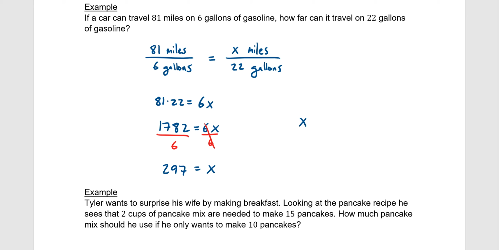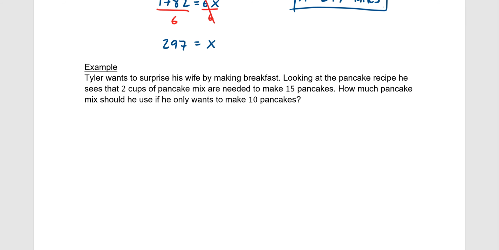Make sure that we have units. That's 297 miles. You can go back, you can check your work, make sure it makes sense, just how we did it in the previous ones. You could divide both ratios using the calculator and make sure they're equivalent. Okay, let's do a couple more here.